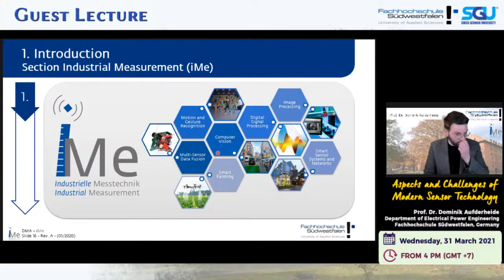This is what I'm personally doing. The section I'm working in is industrial measurement, and as you already know, multi-sensor data fusion. Recently, we have a lot of projects in the field of motion and gesture recognition of people, in the field of health recovery and stuff like that. Generally, computer vision, also in the field of autonomous driving, but also, interestingly enough, in the field of smart farming. So also the inclusion of sensor technologies into classical areas like farming and agriculture, monitoring of plants, but also monitoring of animals, which is also very important. Signal processing, smart sensors and networks, and of course, classical image processing as well.